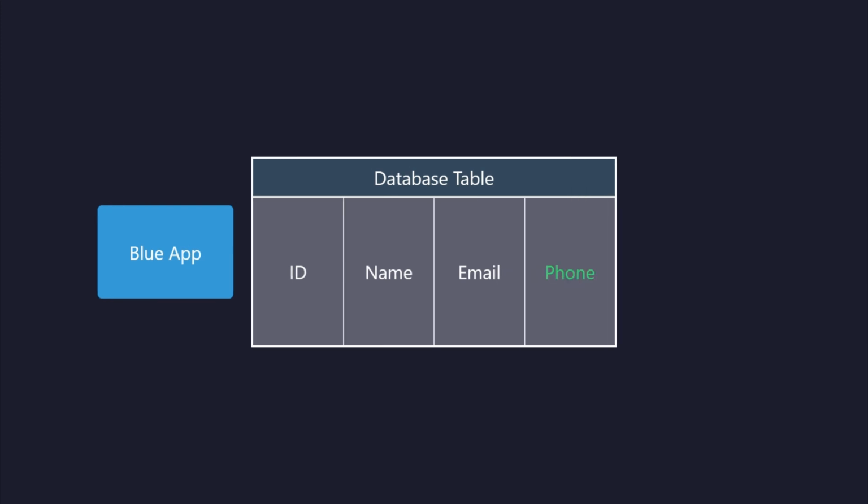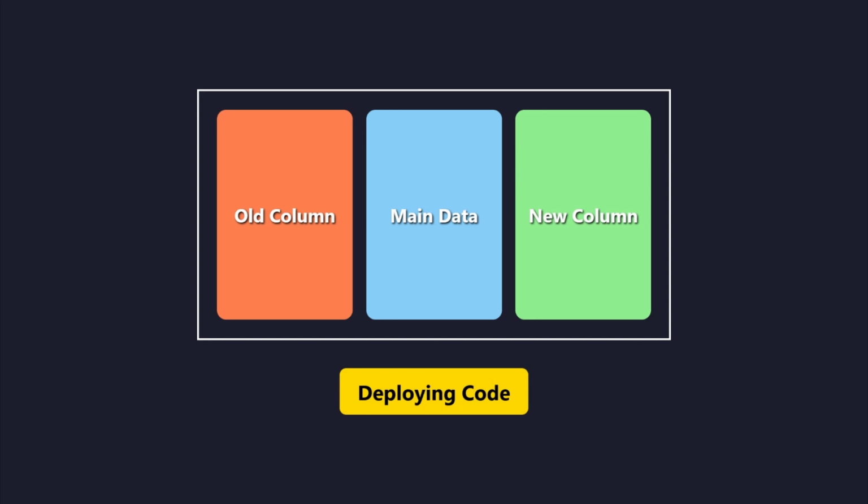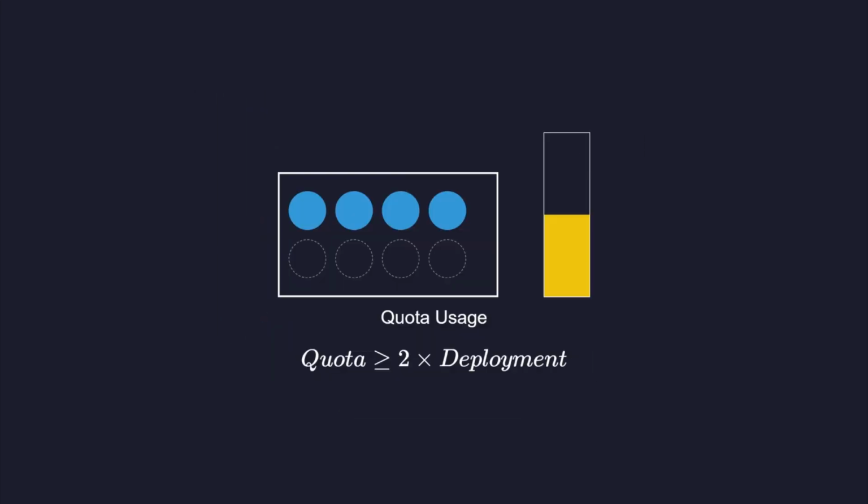Database changes are the most difficult part. The schema must be backward compatible to support both blue and green code simultaneously. Apply the expand contract pattern by first adding new columns, then deploying the code, and finally removing the old columns.